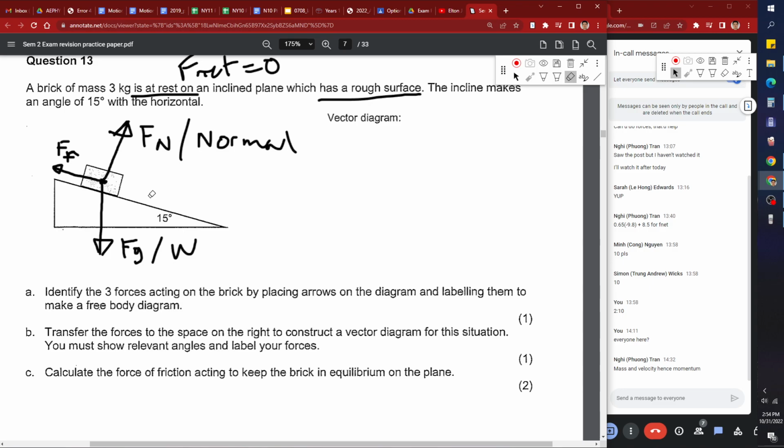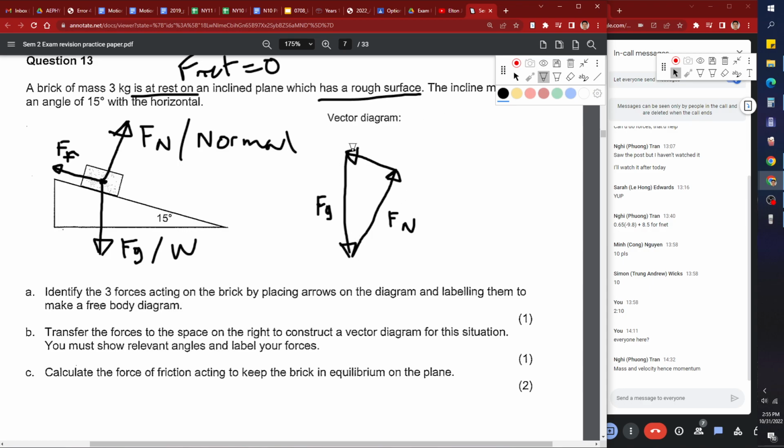Transfer the forces to the space on the right to construct a vector diagram for this situation. All right, yeah. Super easy. We just choose one. I always like to choose gravity first because it's always the same. It's always downwards. It's dependable. And then the normal force. Okay, it's the same. Goes that way. And then the friction force. Yeah, see? Just make a little path.